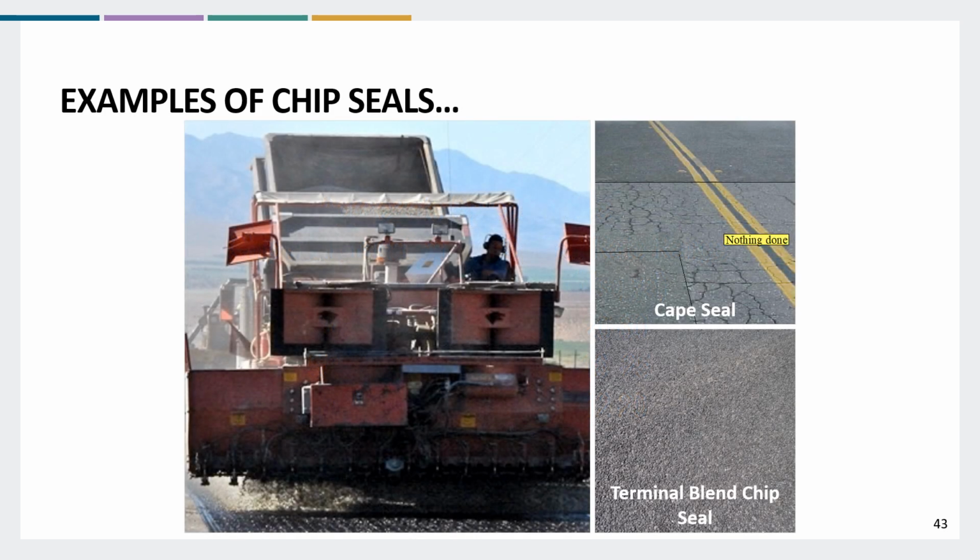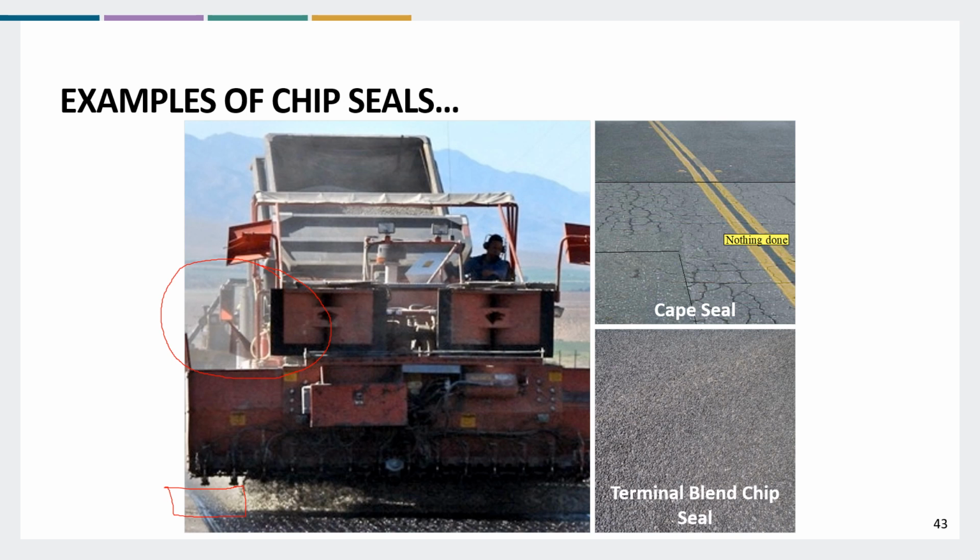Here are some examples of some chip seals. Let's start with the picture on the left. Does anybody see anything wrong with it? The dust, dirty aggregate. And secondly, if you look down, it's not covering the full roadway. So not an even application of aggregate.